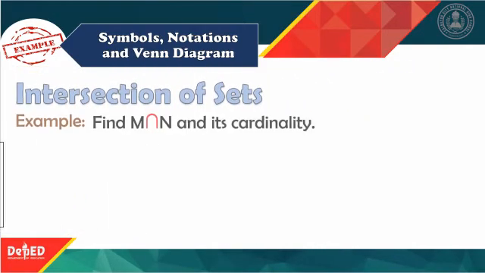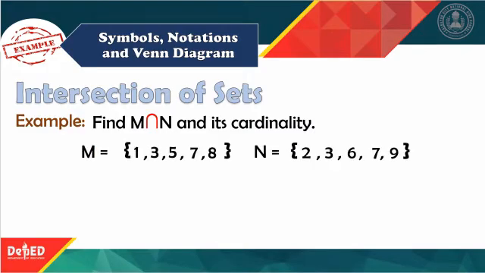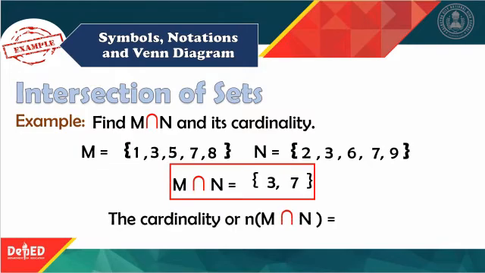Let's say, for example, we have to find the intersection of sets M and N, and also its cardinality. The given are sets M and N, where set M has elements 1, 3, 5, 7, and 8, and set N has elements 2, 3, 6, 7, and 9. If intersection of sets means all elements must be common to both the given sets, therefore, the intersection of sets M and N is equal to 3 and 7, and its cardinality is equal to 2, because there are only 2 elements in the intersection of sets M and N.